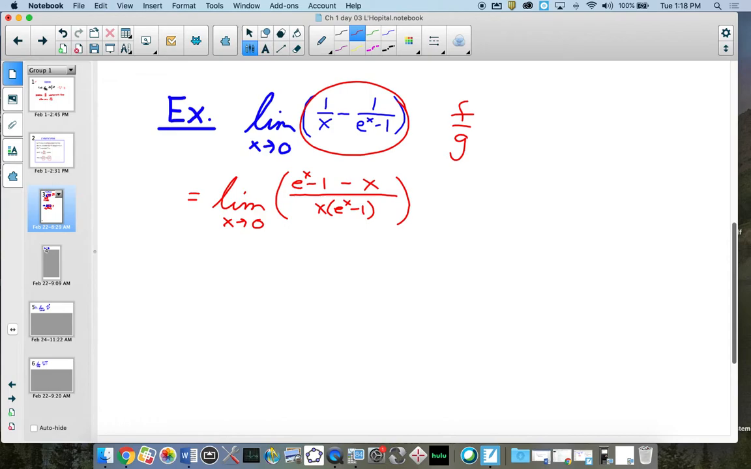Now, if we try and plug in 0, we're going to get 1 minus 1 minus 0, that's no good, and we're going to get 0 times 0, and that's no good. So that didn't seem to help us. But why can't we just keep repeating L'Hopital's rule?